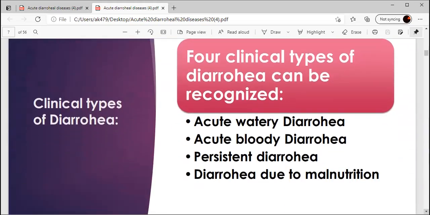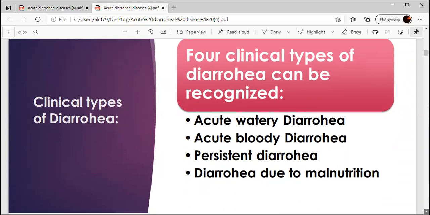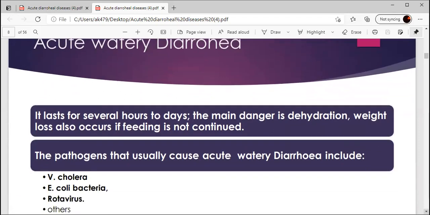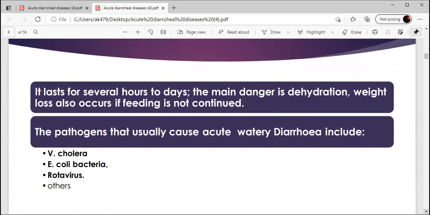Clinical types of diarrhea. 4 clinical types of diarrhea can be recognized: acute watery diarrhea, acute bloody diarrhea, persistent diarrhea, and diarrhea due to malnutrition. Acute watery diarrhea lasts for several hours to days. The main danger is dehydration. Weight loss also occurs if the feeding is not continued.